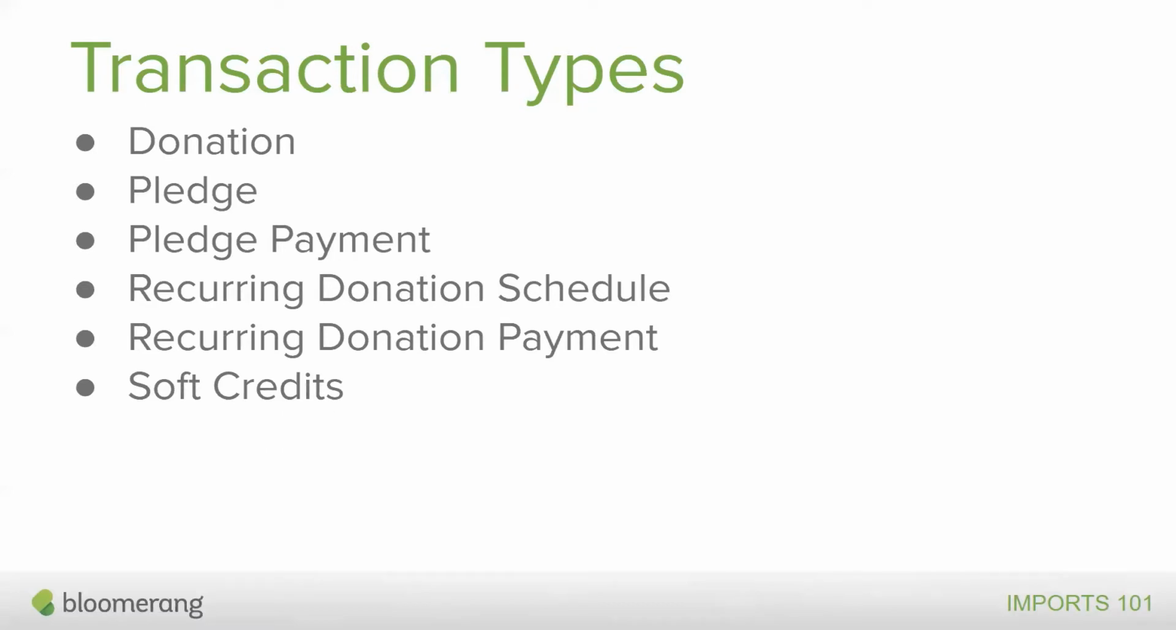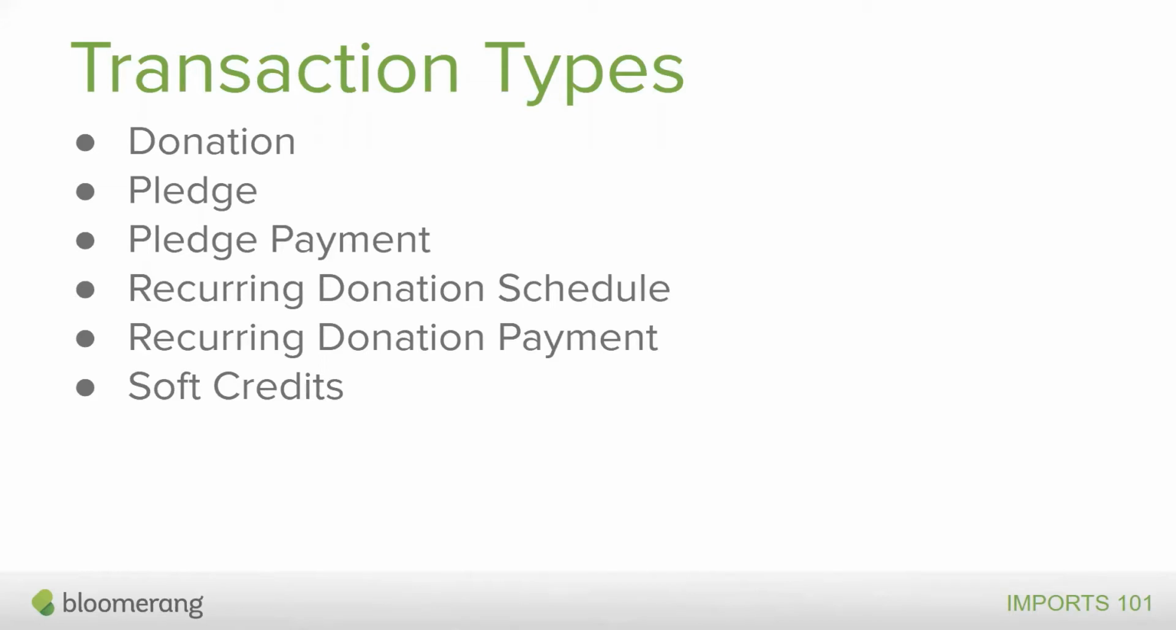We also have recurring donation schedules and recurring donation payments. A recurring donation comes on a recurring basis, so it's not just a one-time gift. So if someone is giving $5 a month, for example, they're giving on a monthly basis. The schedule is the entry that tells you how much is being given at what frequency. Now, as the payments start coming in, as those $5 are coming in every month, those are called the payments.